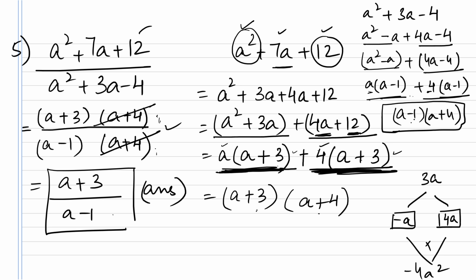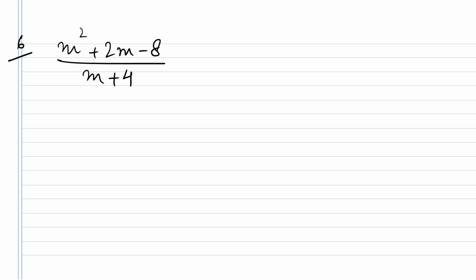Let's look at the next one, the last example for this video, sixth one. M square plus 2m minus 8, and the denominator is m plus 4. Look at this one. Here I can do middle term splitting in the numerator, but the denominator is a simple binomial consisting of two terms, m plus 4. Nothing is to be done for the denominator. Only we are going to solve the numerator. So it will give me the denominator as it is. We're not going to do anything with this.